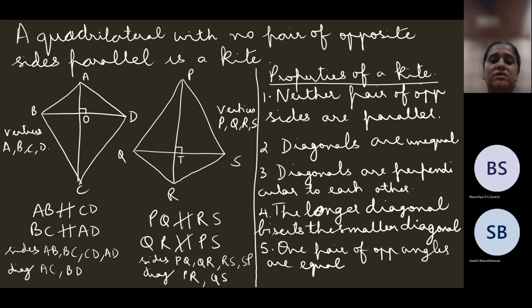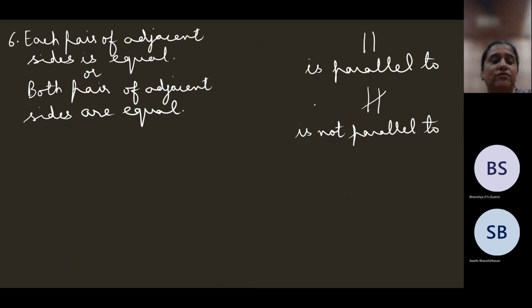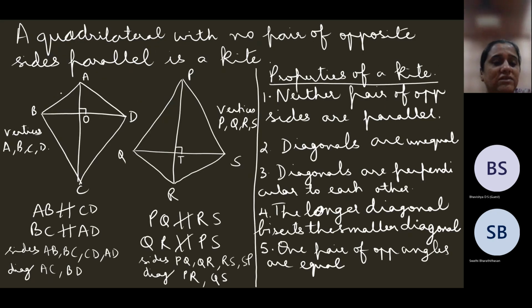What are the properties of a kite? See, I should have written this first. In a kite, each pair of adjacent sides is equal. Or you can also say, both the pairs of adjacent sides are equal. So see here, adjacent sides like AB and AD, BC and CD. AB is equal to AD and BC is equal to CD. So if AB is 5 centimeters, AD is also 5 centimeters. If BC is 8 centimeters, CD is also 8 centimeters.